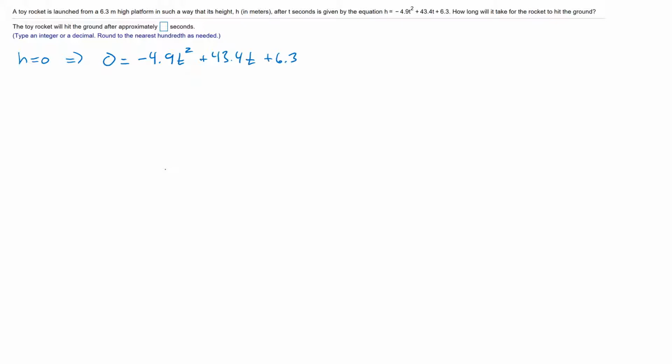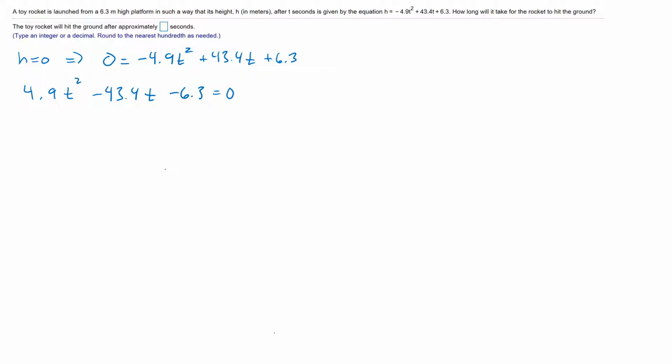When I'm solving a quadratic equation with a trinomial like this, I prefer to have the leading term positive. So if we move all the terms that are on the right to the left-hand side of the equation, or look at it as multiplying both sides by -1, I can rewrite the equation as positive 4.9 t squared minus 43.4 t minus 6.3 equals 0. So I multiplied both sides of the equation by -1. That way my leading term is positive.